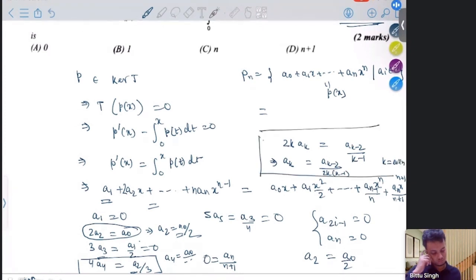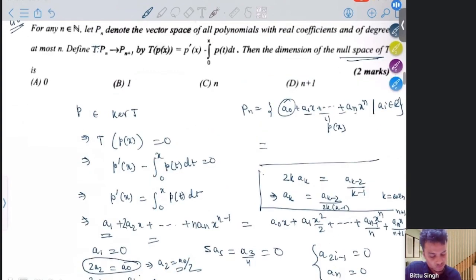Okay, so all the entries are generated by those kinds of vectors. So everything is completely determined by the value of a0. Hence, the dimension of the null space will be 1. Right.